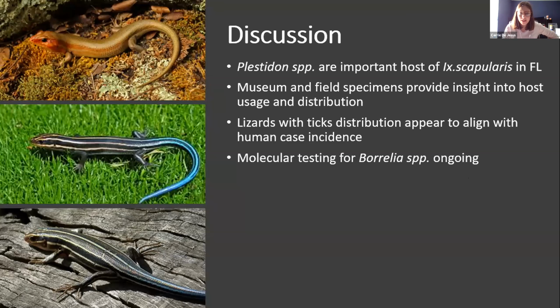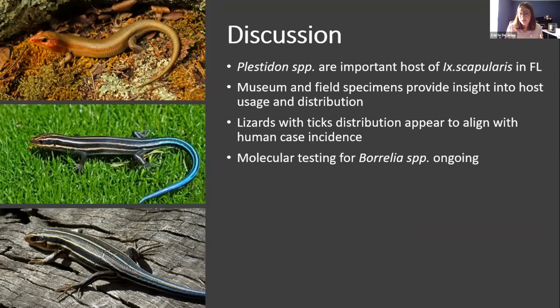And so to wrap things up, we found that the Plestiodon skinks were a really good host of Ixodes scapularis in Florida. A couple of the ticks from Archibald themselves came off of some samples taken from the station. So we had 4 southeastern 5-line skinks from Archibald that did have ticks on them, which was exciting. Museum and field specimens provide insights into host usage and distribution. So by using field data and museum data, we're able to get a good look at how lizards are being used in the state of Florida and the relationship with ticks.